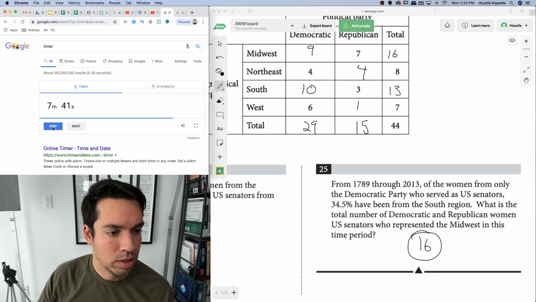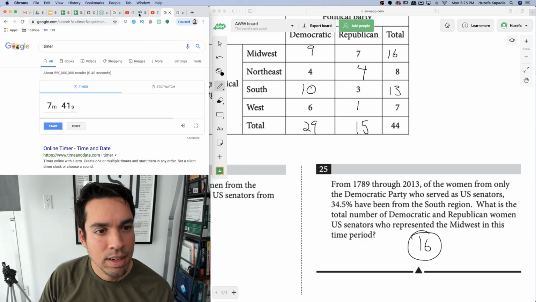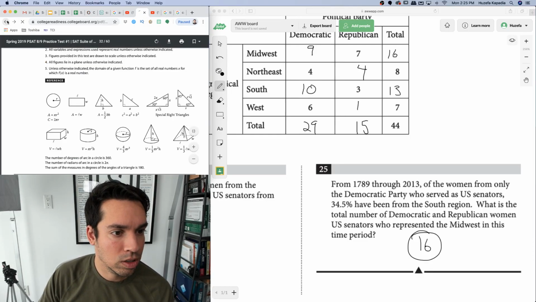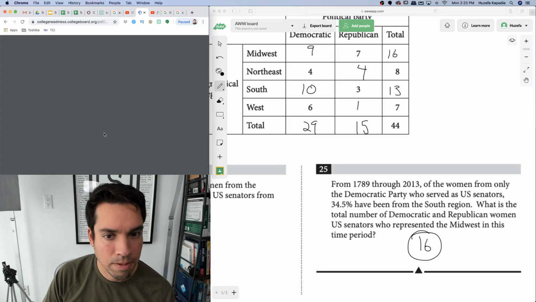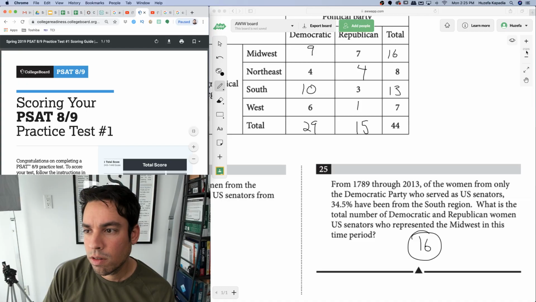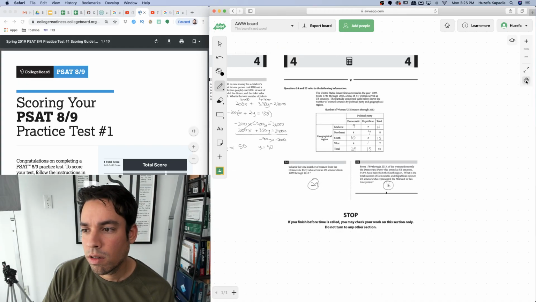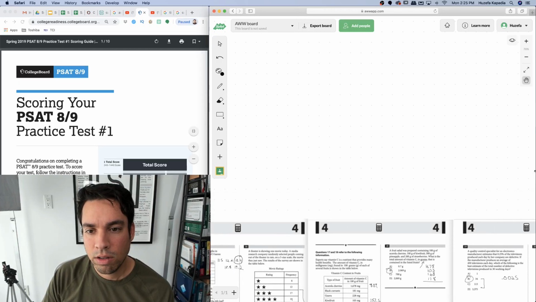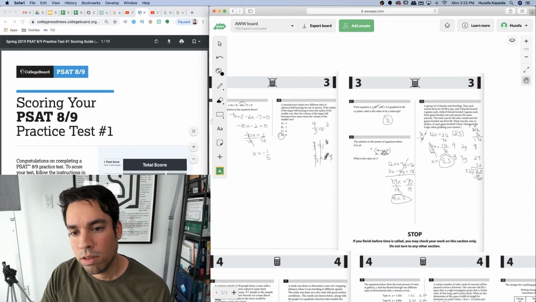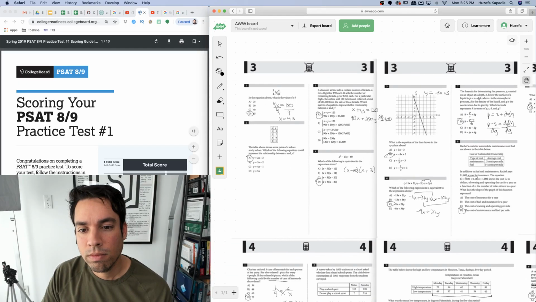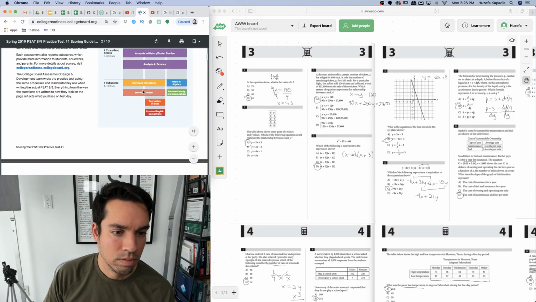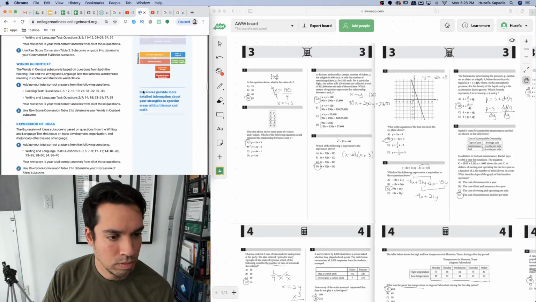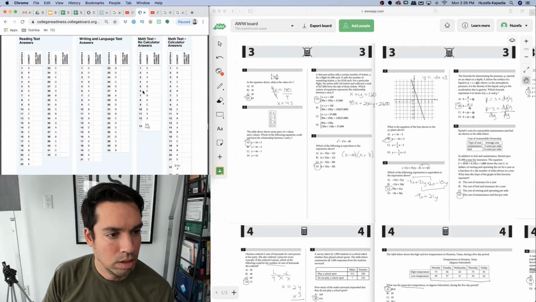Let's check the answers. We're going to stop this. We got 7 minutes to spare. Again, on the real thing, use that time to go back and check your answers. But for me, we're just going to go right in and see. I just got to find the answers. Okay. And then I'll take some questions. Let's see. Here we go.